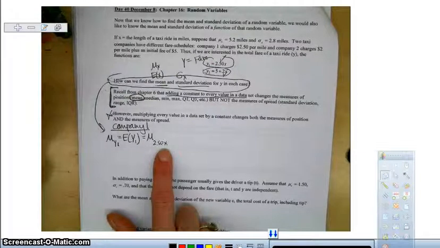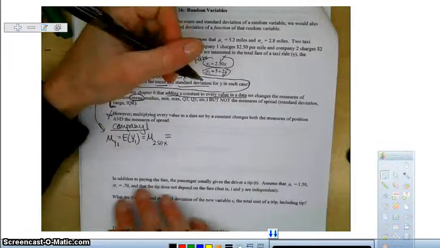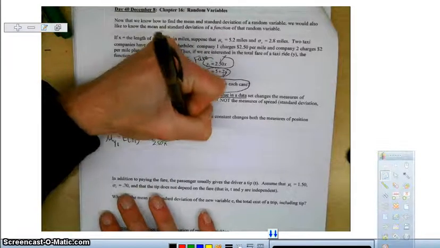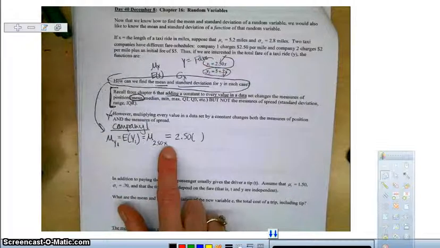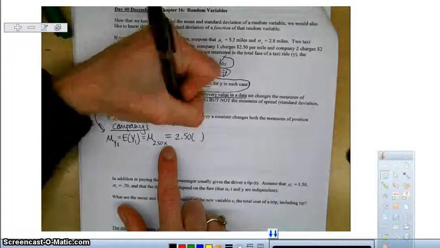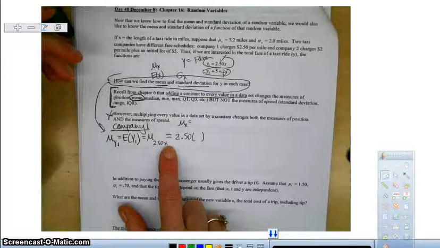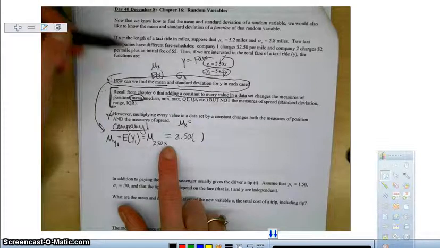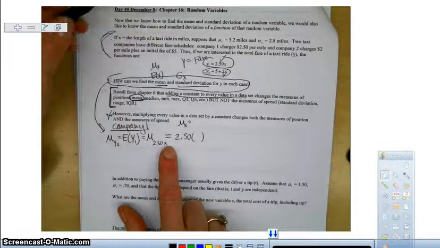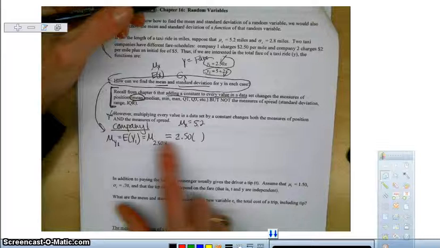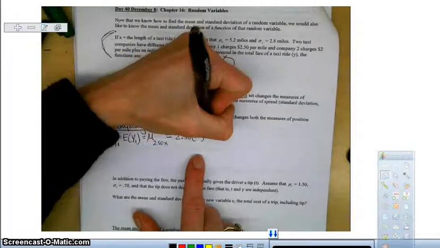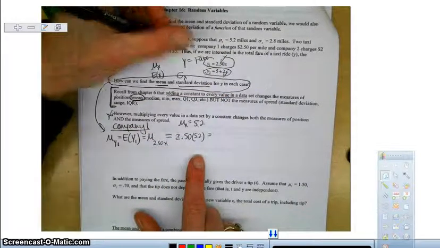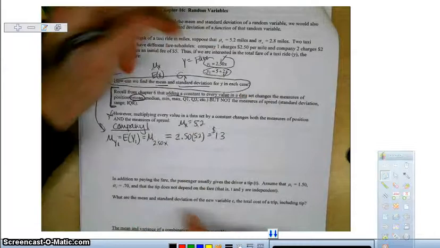Okay. And multiplying does affect the measure of center. So all I would have to do is take 2.50 times what is X? What is the expected value of X? What's the mean of X? It's from above in your notes. It tells you right up, X is the length of a taxi ride. Look at your notes. What is mu of X? 5.2 miles. So all you're going to do is take 2.50 times 5.2 miles, and that gives you $13 as the expected cost.